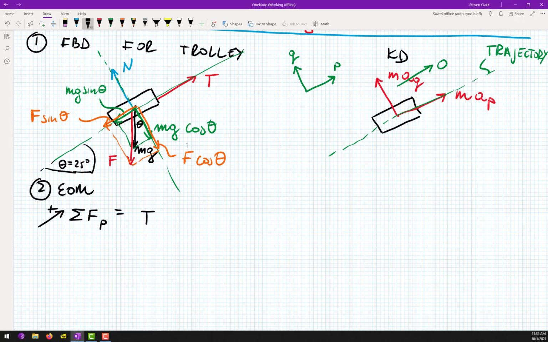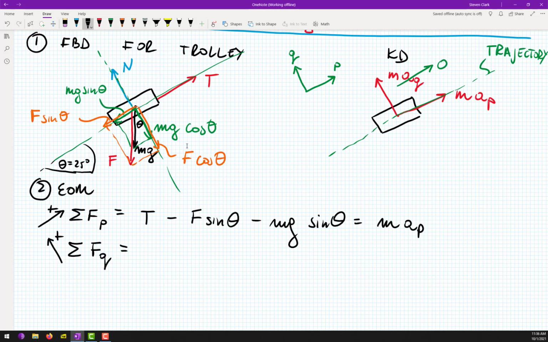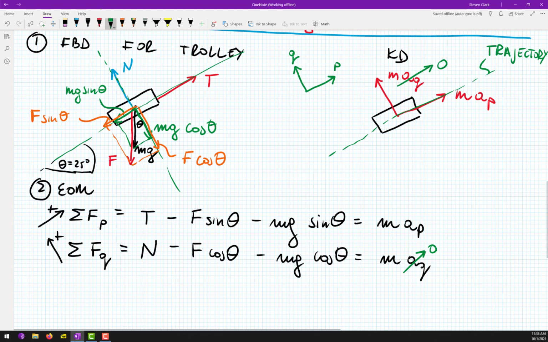So we have T acting in this way, and these two guys act in a negative fashion. So in here we will have F sine theta minus mg sine theta, and this is equal to m AP. I'm going to do exactly the same on the Q direction. Sum of forces in Q is N minus F cosine theta minus mg cosine theta, and this is equal to m AQ. And Sam said that this is 0, and he was right. Okay. Questions so far?